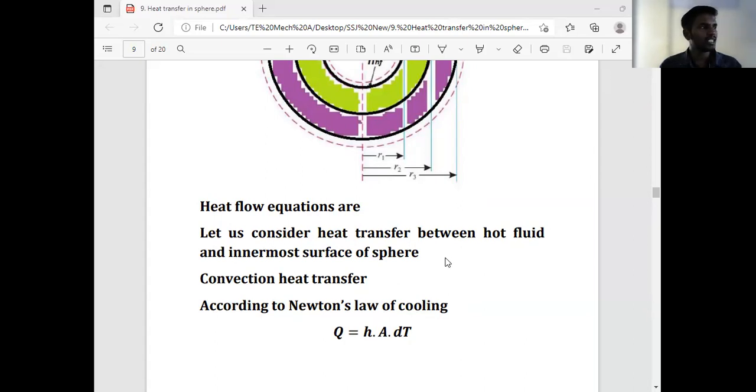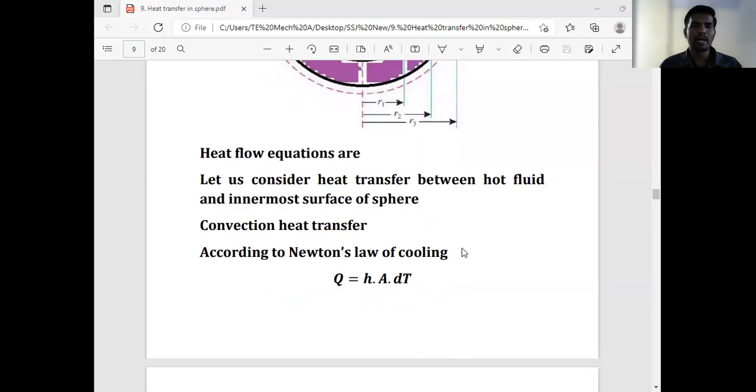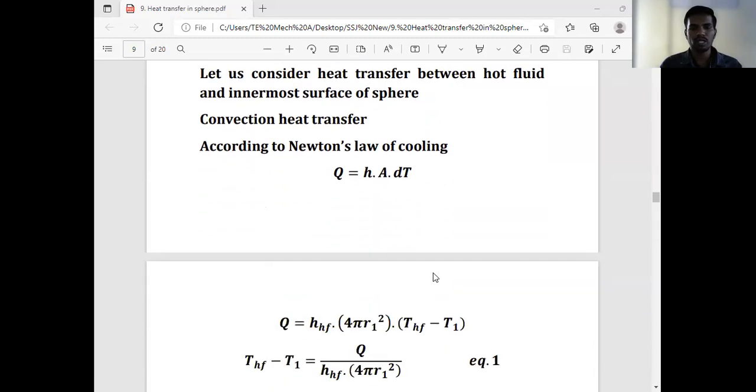Q is equal to H into A into delta T. So whatever the parameters are for the hot fluid, according to that we have to write down the equation. Q is equal to what? HHF, because the heat transfer coefficient is given as HHF. Then what is the area? It is a sphere, so what is the area for the sphere? 4 pi r square, but the radius is r1, so 4 pi r1 square. For the temperature difference, hot fluid temperature is THF and inside surface temperature is T1, so the temperature difference is THF minus T1. This is the equation for the hot fluid, that is convection.